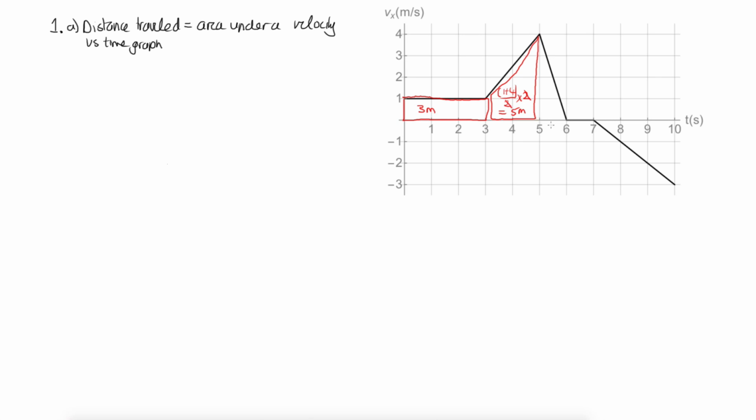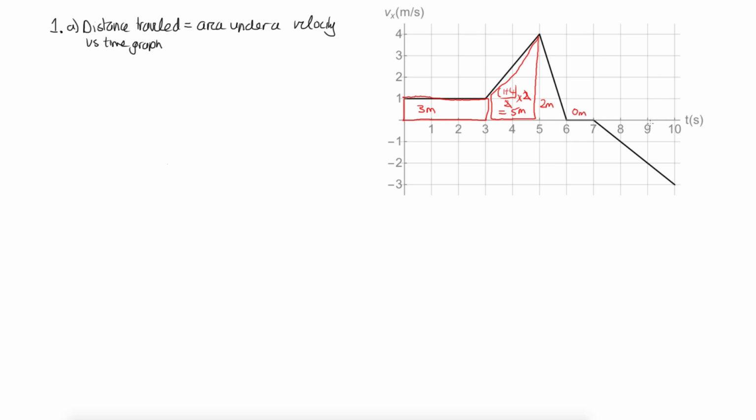this time interval. Now going from 5 to 6 seconds, that's just a triangle with a height of 4 and a length of 1. So the area of a triangle is half the base times the height. So that is 2 meters in this case. Between 6 and 7 seconds, it's got 0 velocity, so it's not going anywhere. So the distance it travels is 0 meters.